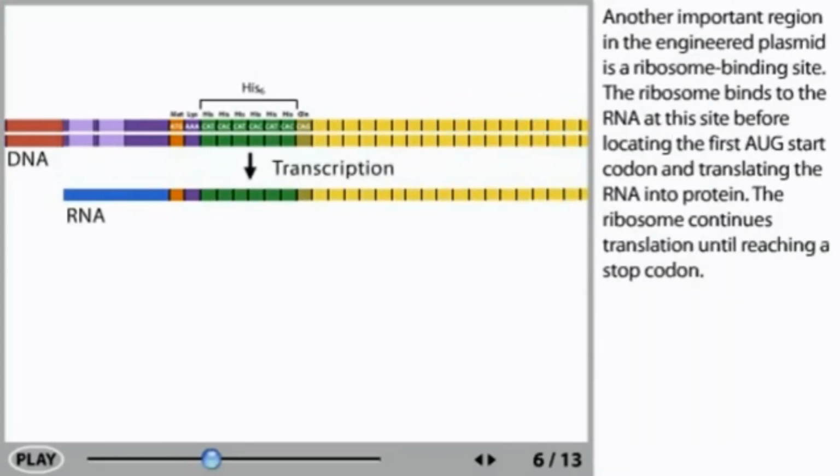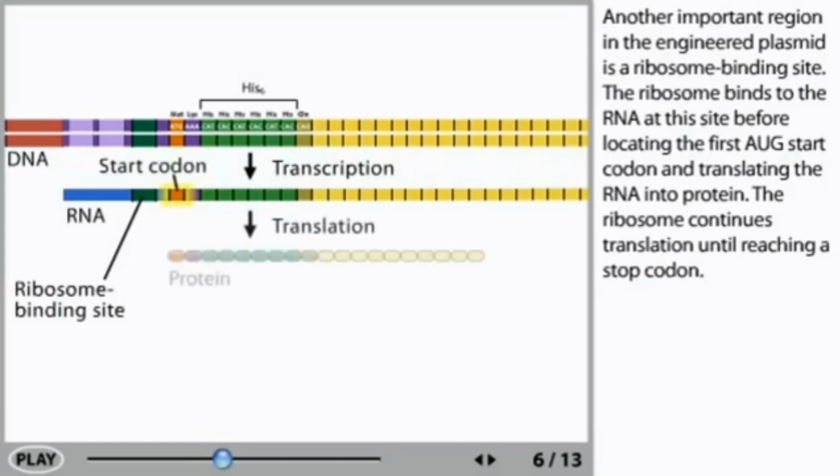Another important region in the engineered plasmid is a ribosome binding site. The ribosome binds to the RNA at this site before locating the first AUG start codon and translating the RNA into protein. The ribosome continues translation until reaching a stop codon.